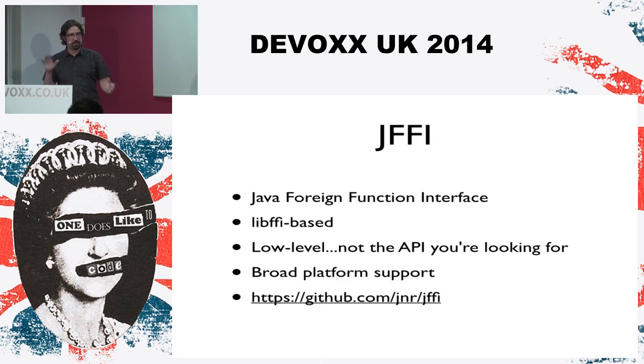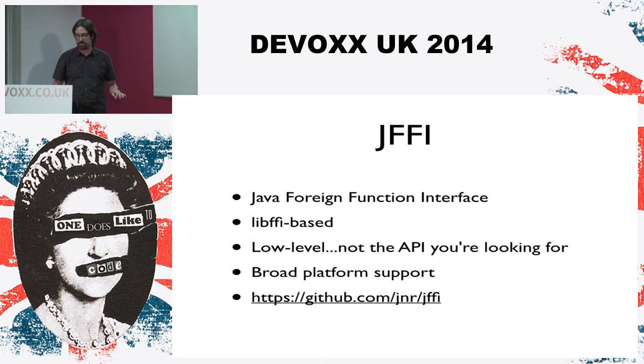JFFI is where it starts to get into the JVM level. This is Java Foreign Function Interface. This is the low-level API that we use to wrap immediately over the top of libFFI. A very small amount of code, very raw interface. It's essentially just a basic libFFI wrapper, bringing it up through the JNI level into Java code.